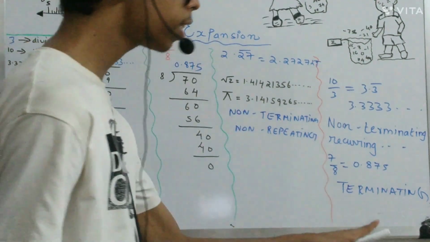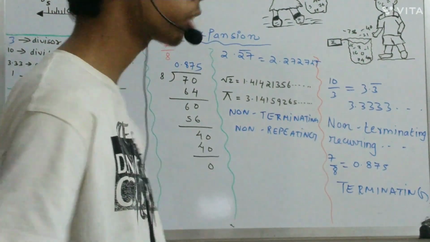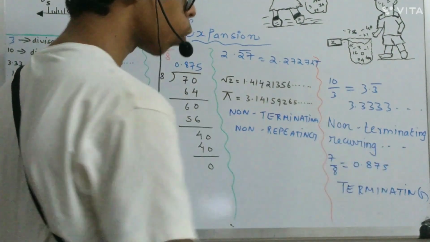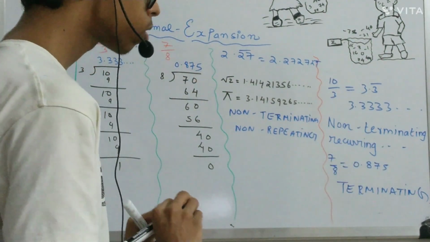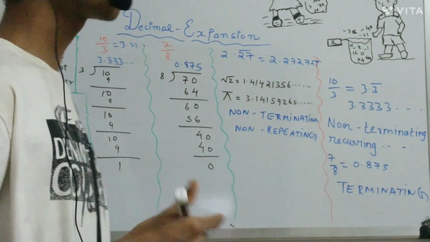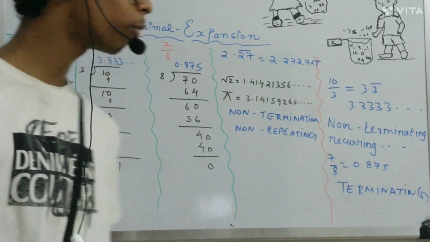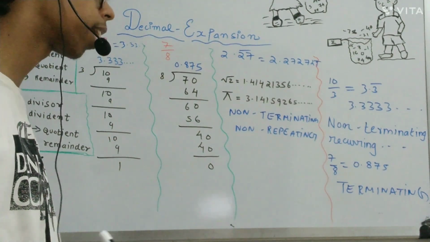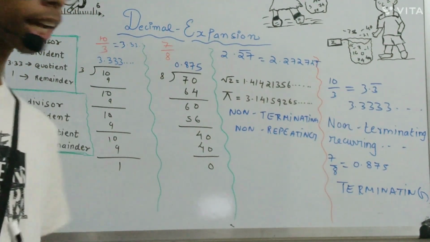Now, terminating is very clear: if after a particular point you can see there is a stop, then it is definitely terminating. So now, how will you identify whether a particular given number is terminating, non-terminating recurring, or non-terminating non-recurring?